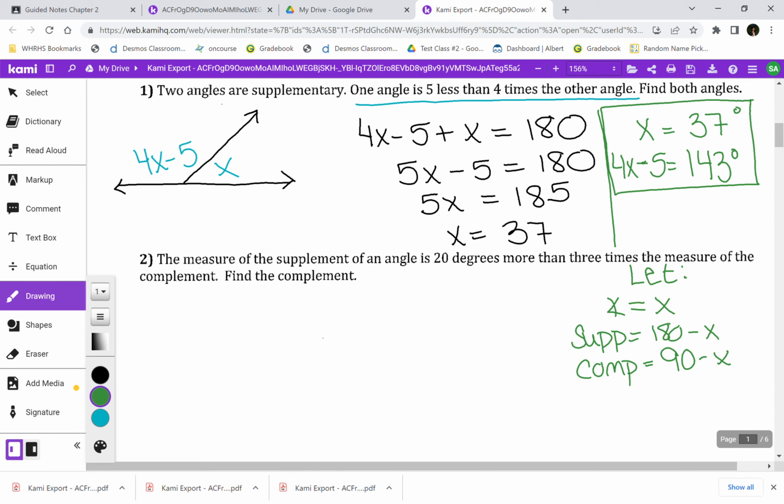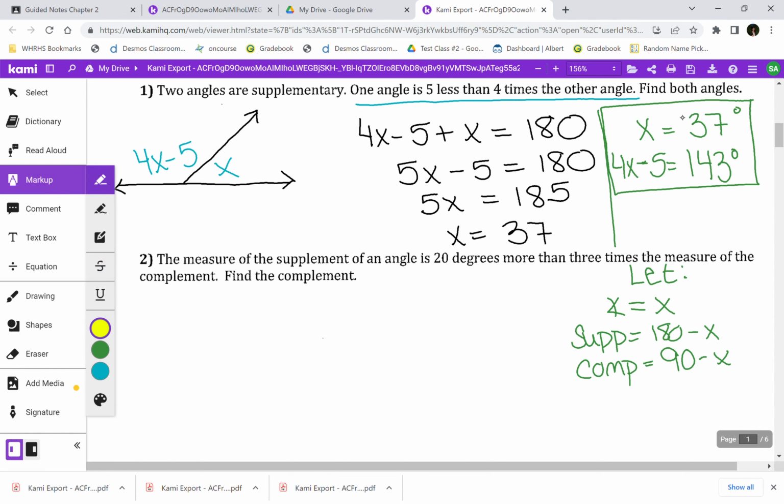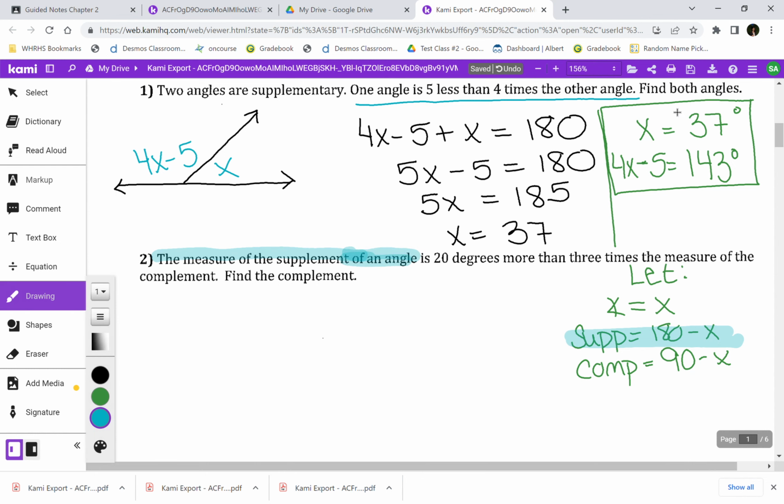All right, now what we're going to do is we're going to go ahead and translate the words into mathematical symbols. So it says the measure of the supplement. Well, didn't we say the supplement was 180 minus X? So when it says the measure of the supplement of an angle, that's what we're referring to. So I'm going to go ahead and write 180 minus X. Then it says is. What mathematical symbol goes with the word is? Safia? Equals.